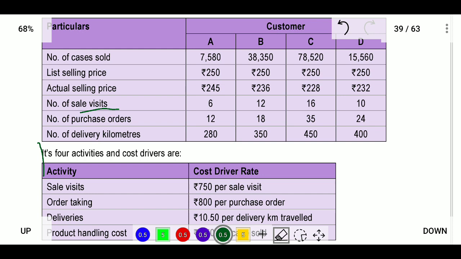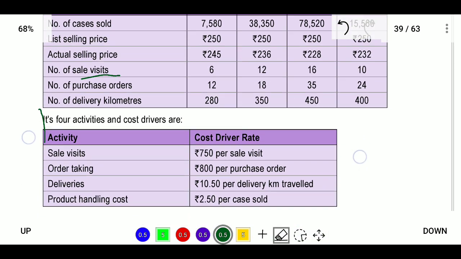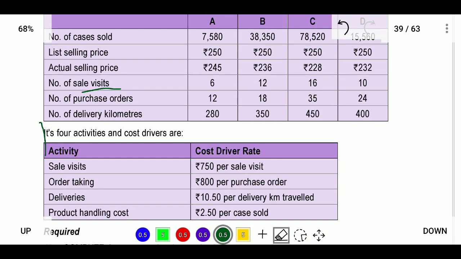For this, what is the cost? We will see what they have provided here. Number of visits, sales visits, we will use as the cost driver and multiply it: 16 into 750, 12 into 750, 16 into 750, 10 into 750.